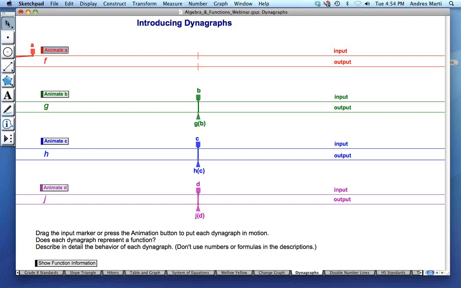So I will tell you it's not quadratic, actually. And I think I won't give it away yet because I'm going to animate B and let you think about that one for a second. So again, using the chat panel, what kind of function is G?